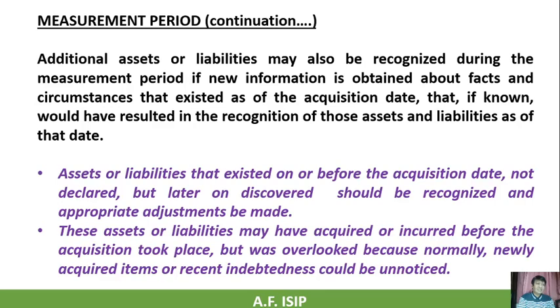So this is the unintentional. It is not that the acquiree has any intention to hide this information. It may be overlooked because normally newly acquired items and newly incurred indebtedness could be unnoticed or could have been overlooked in the recording of transactions. Upon discovery, an adjusting entry should be made to properly measure the business combination.